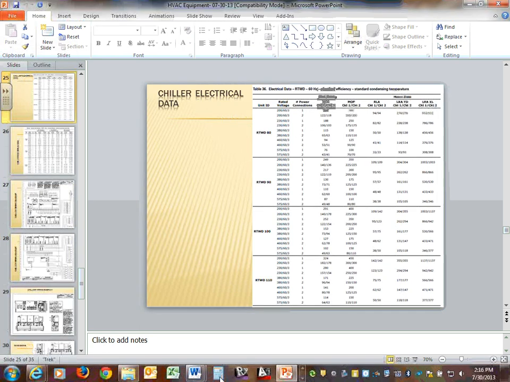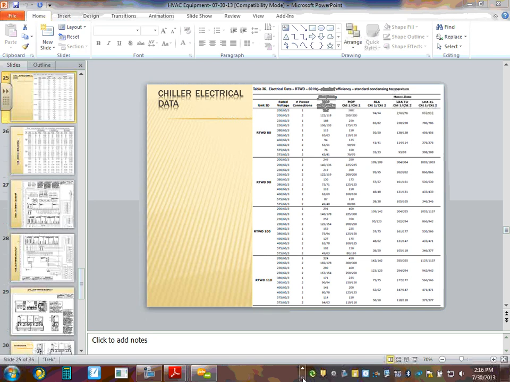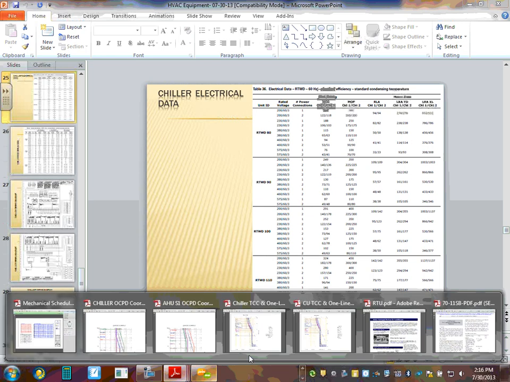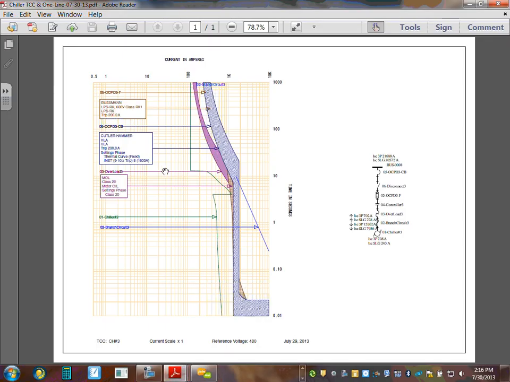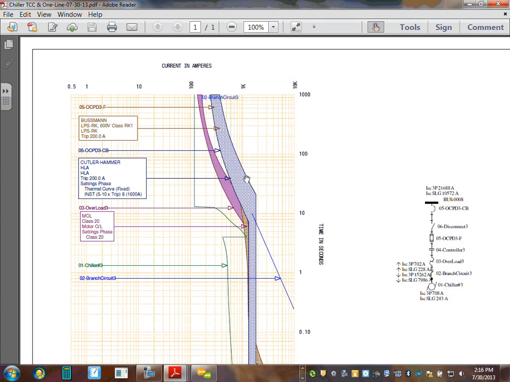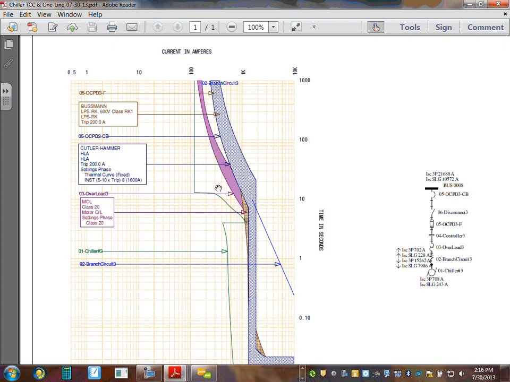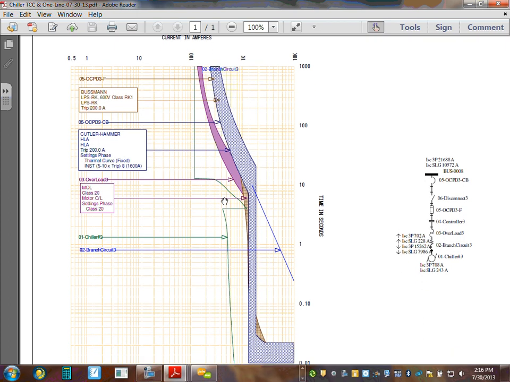Okay, let's just jump directly into one of these. I'm going to use a chiller. So I did coordination for my chiller, and you can see my chiller here. Let me go larger here. My starting curve on this chiller, I decided to use the same chiller that I showed you. I decided to use a Y-delta start on it, not a VFD.